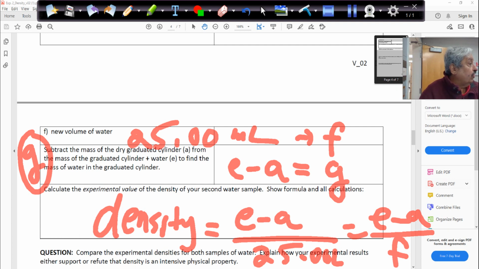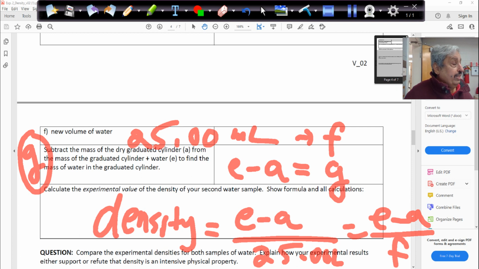So everybody's following? We did first the 10 mLs. We did the graduated cylinder empty, then filled it with 10 mLs, and reweighed it. The difference gives you the mass of the 10 mLs. Mass of the 10 mLs divided by the 10 mL volume gives me the first density. Then I added an additional 15, total 25, and reweighed. The 25 mL filled cylinder minus the empty one gives me the mass of the 25, divided by the total volume of 25 gives me the second density.